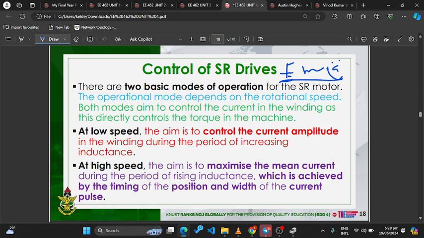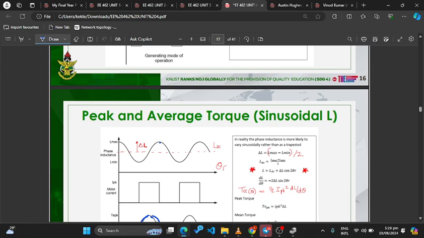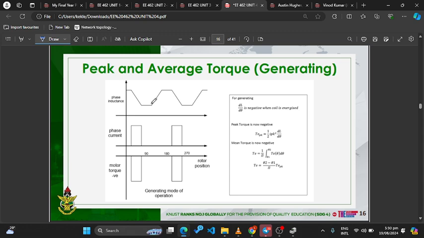Then the mode depends on the speed. The first one is at low speed. At low speed, the aim is to control the current amplitude in the winding during the period of increasing inductance. That is from here to here, or the other one from here to here.